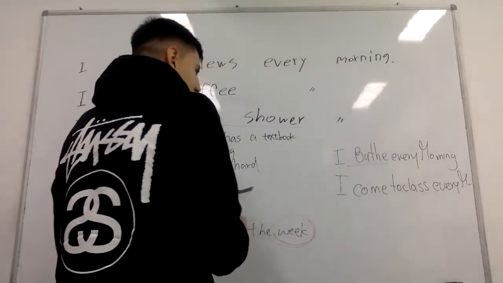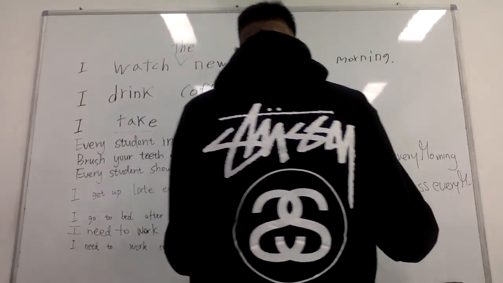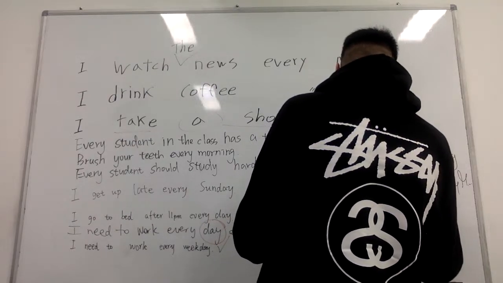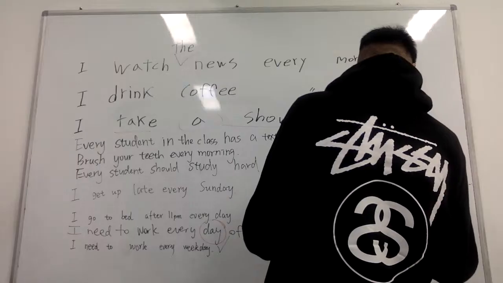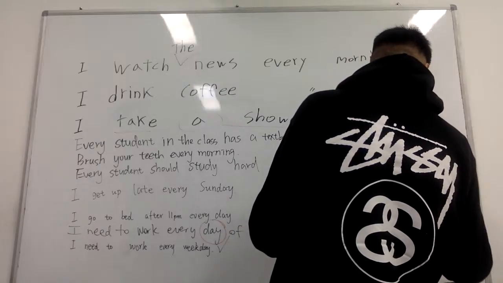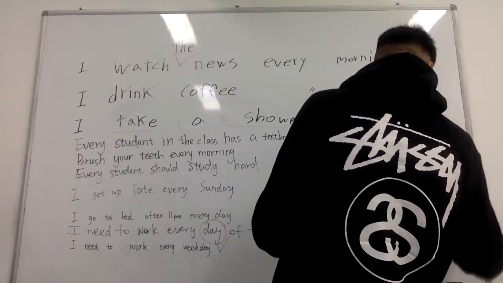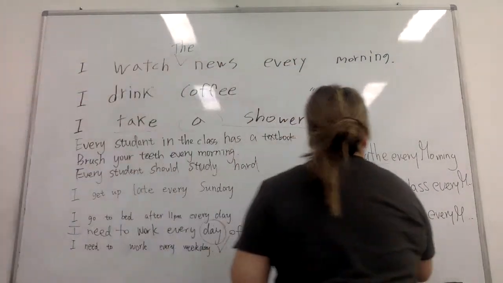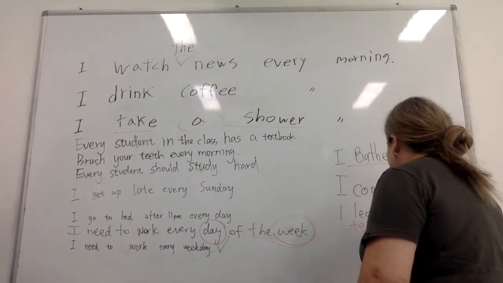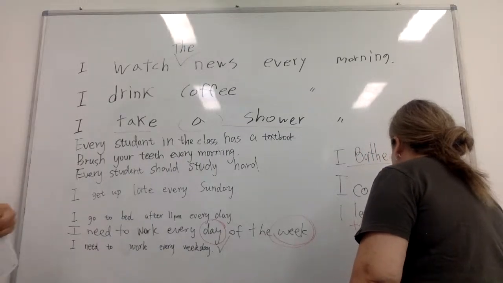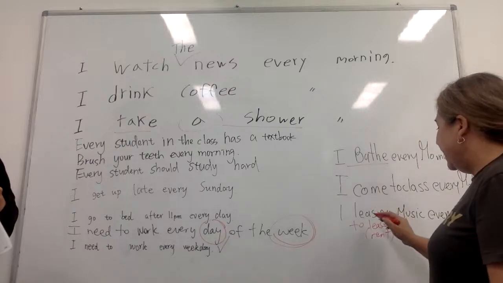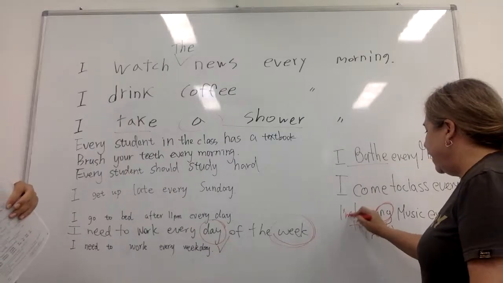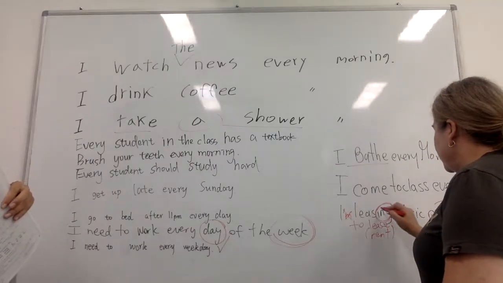Okay, I come to school, I come to class every morning. Good. Okay. So here, okay. So to lease is to rent. Okay? So here, and you're trying to use ing, so you should use this, but you cannot because you're saying every. So you can't use this.